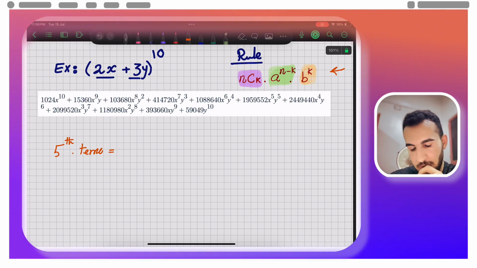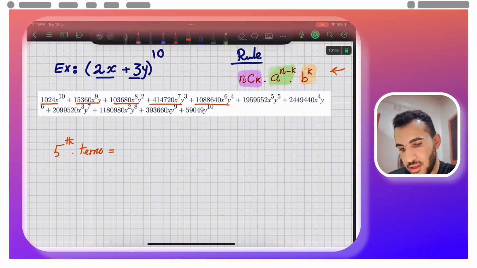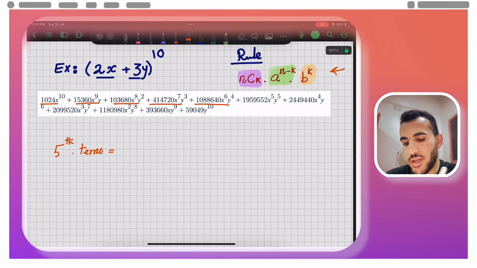So how can we find the fifth term? This is the first, this is the second, the third, the fourth, the fifth term. In this case, I write the example and the answer to check your answer, okay? But in the exam, how can I check my answer? I'm gonna tell you now.